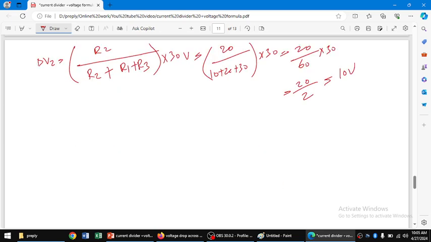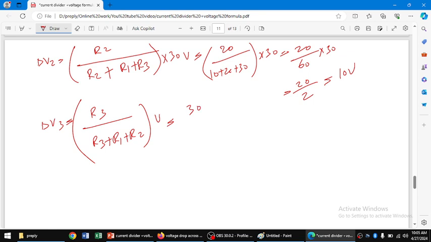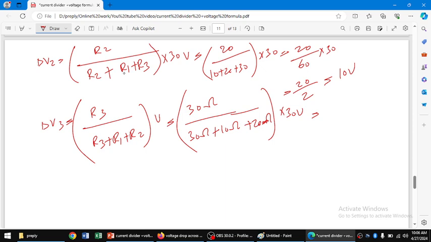Now finally del V3 is equal to R3 divided by R3 plus R1 plus R2. In a similar fashion, R3 is 30 ohm divided by 30 ohm, R1 is 10 ohm and R2 is 20 ohm, and we multiply with the source battery voltage, that is 30 volt. So 30 divided by 60 multiplied by 30, so we get 30 by 2, that gives us 15 volt. Okay, del V3 is 15 volt.